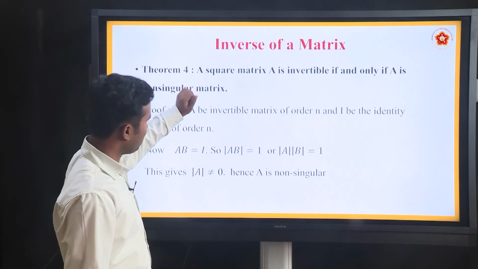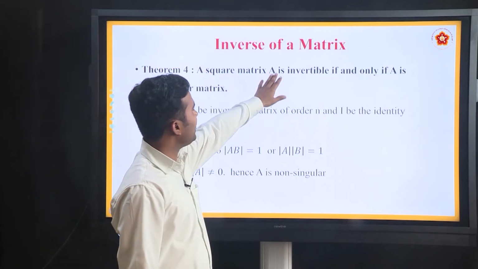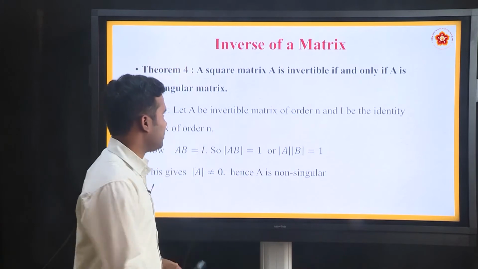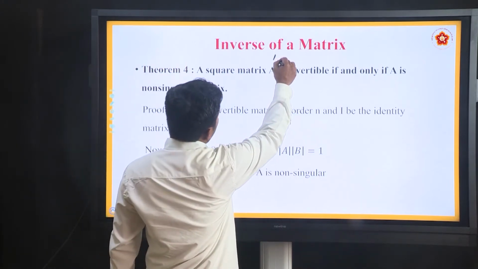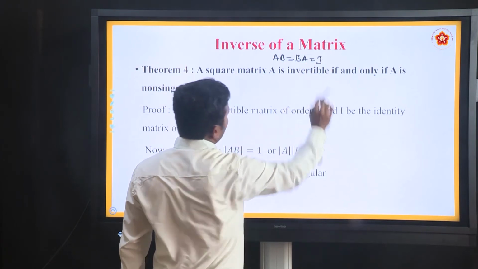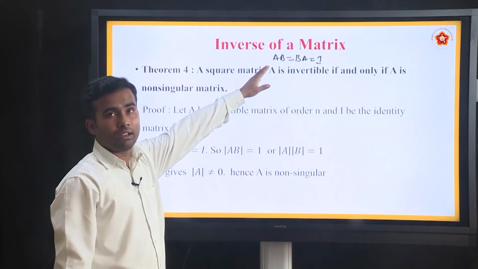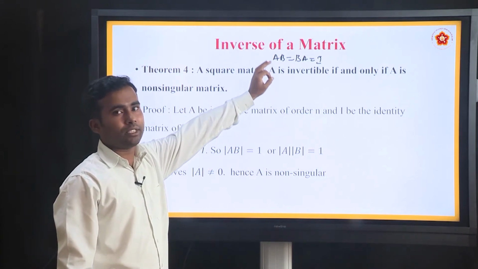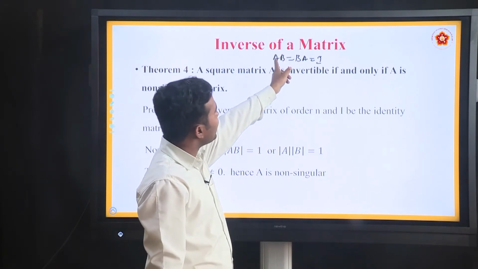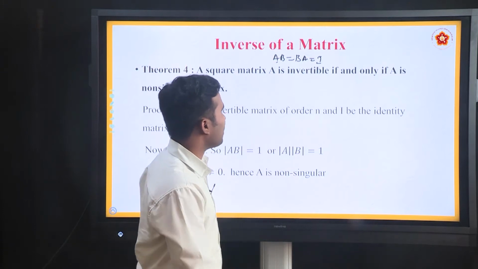What is the statement of the theorem? A square matrix A is invertible. You know the definition of invertible in the case of matrices. What do you say is invertible? AB or BA is equal to I. This is the definition for an invertible matrix. Here B is nothing but the inverse of A, or A is the inverse of B, vice versa, which is equal to an identity matrix.